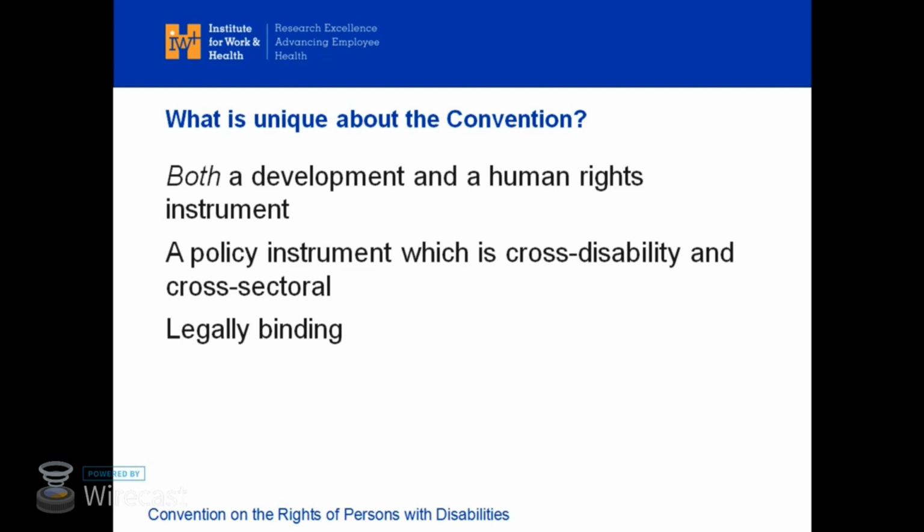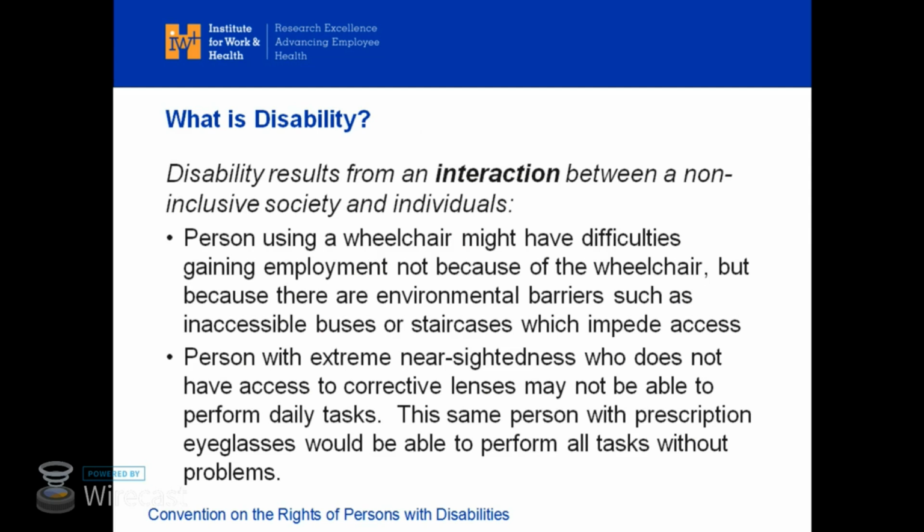What is unique about this convention is that it's both a development and a human rights instrument. As you know, we have a Canadian Commission of Human Rights and an Ontario Commission of Human Rights, so they look at these documents as background for what should be developed. It's also a policy instrument, which is cross-disability and cross-sectoral, and it's legally binding. I'm not going into the details because this is just background on why the WHO developed that guideline.